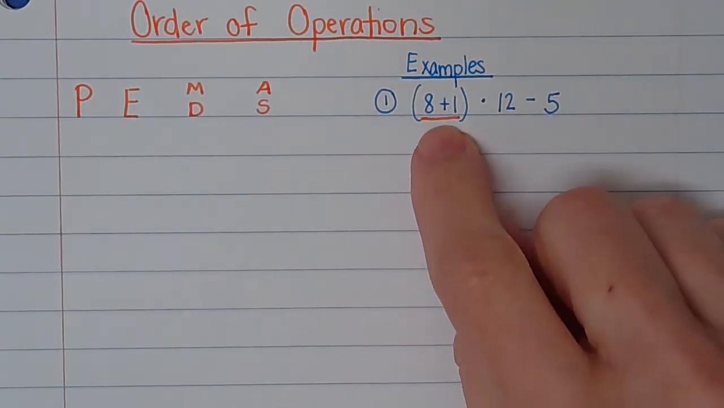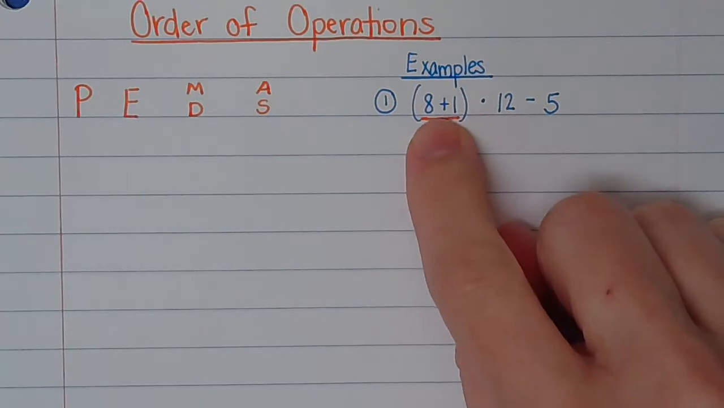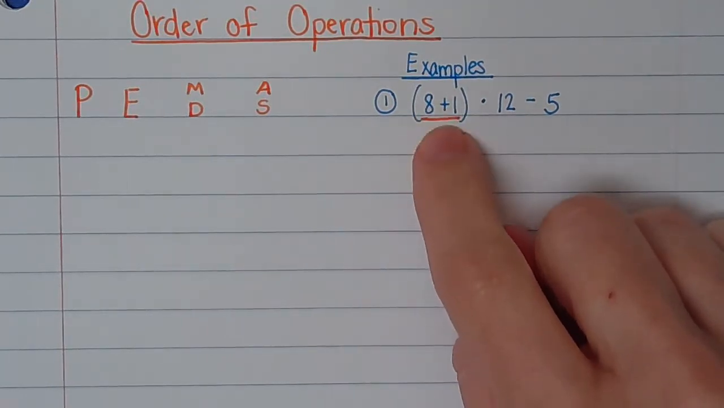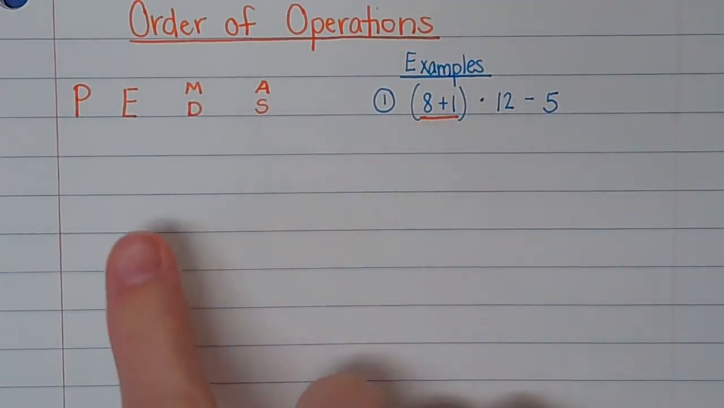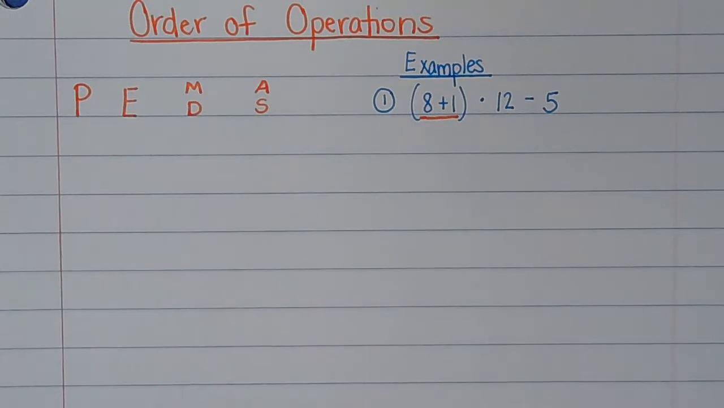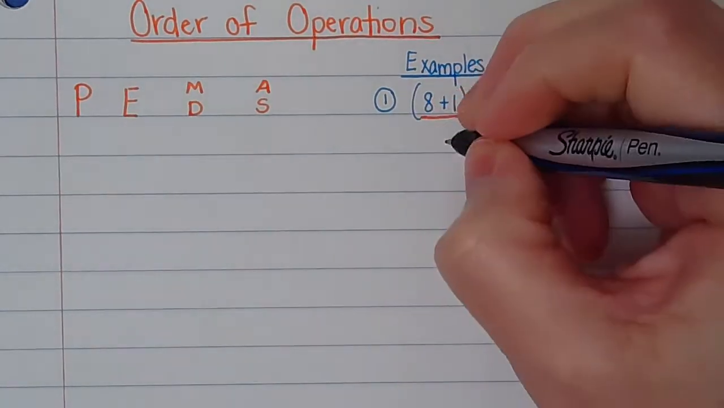It doesn't matter that it's addition. Yes, you have to do multiplication before you can do addition. But the reason I'm doing this first is not because it comes first in the problem. It's because it's got parentheses. You have to do parentheses first. So what is 8 plus 1? 8 plus 1 is 9.